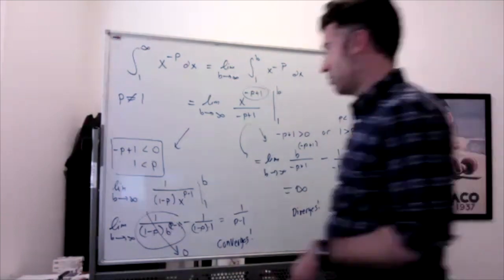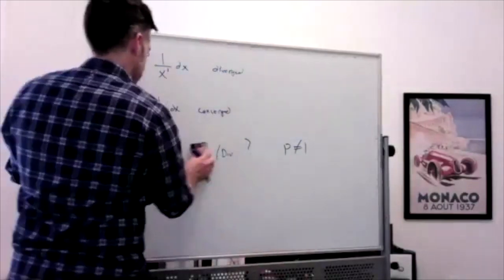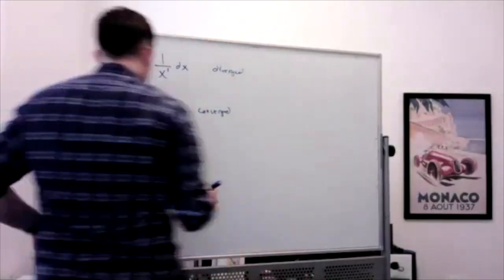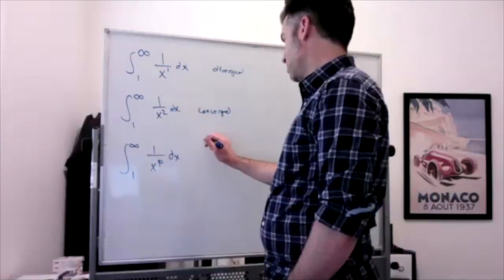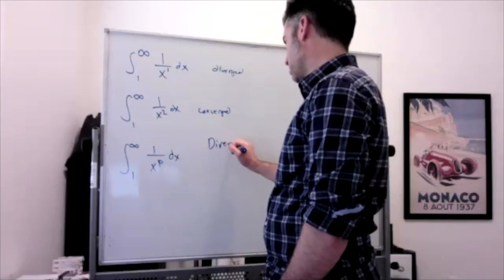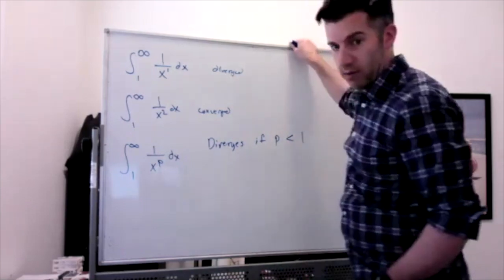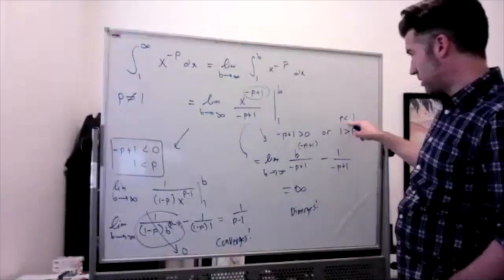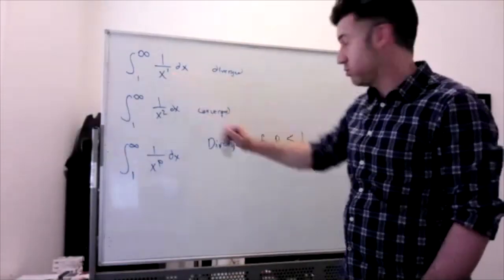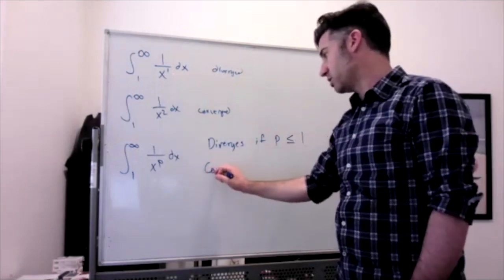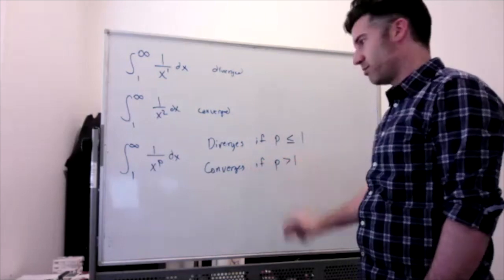So what we see is that this integral, the integral from 1 to infinity of 1 over x to the p dx, diverges if p is less than 1. It also diverges if p is equal to 1, which we already showed. And it converges if p is greater than 1.